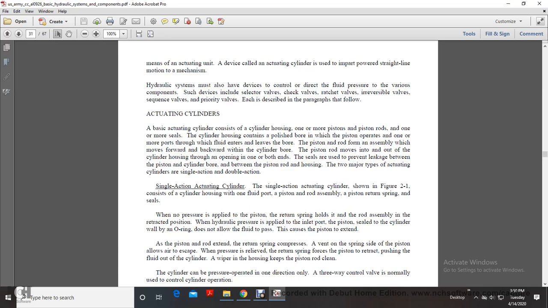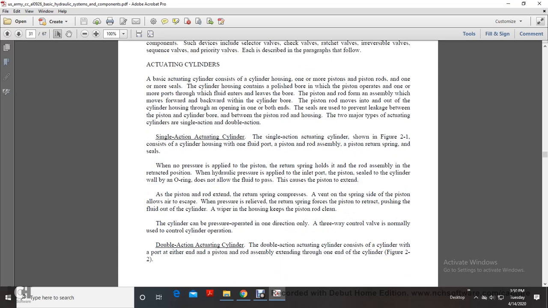Two major types of actuating cylinders are single action and double action. Single action actuating cylinder. The single action actuating cylinder shown in Figure 2.1 consists of the cylinder housing with one fluid port, a piston and rod assembly, a piston return spring, and a seal. When no pressure is applied, the return spring holds the piston and rod assembly retracted. When hydraulic pressure is applied to the inlet port, the piston seal against the cylinder wall, the O-ring, does not allow the fluid to pass the cuff of the piston, causing the piston to extend.